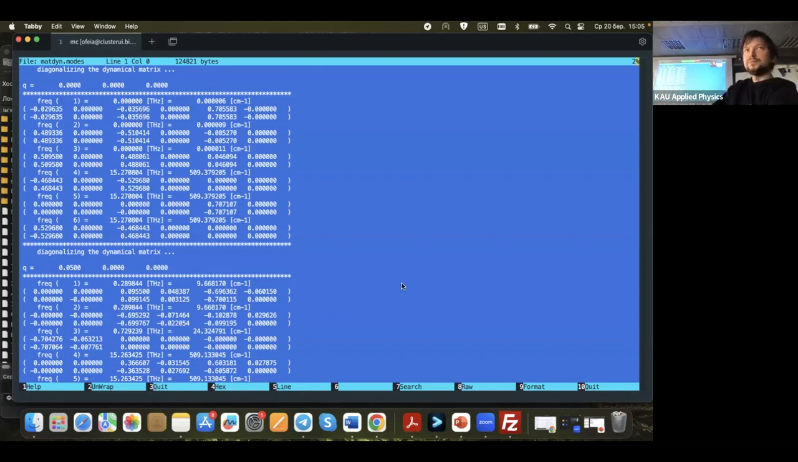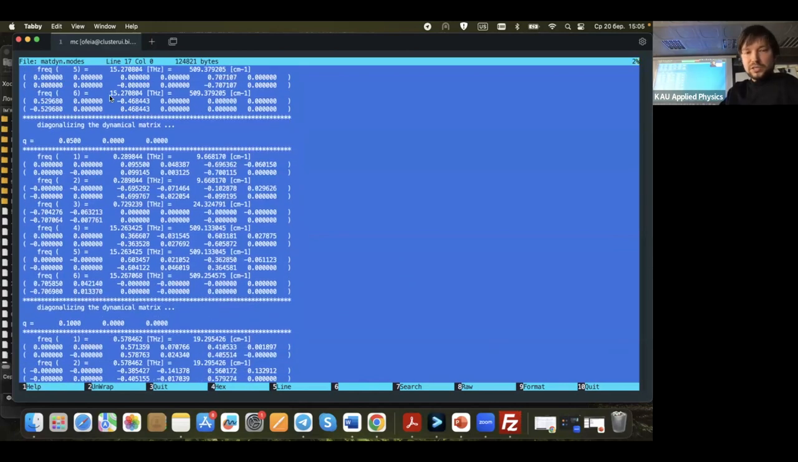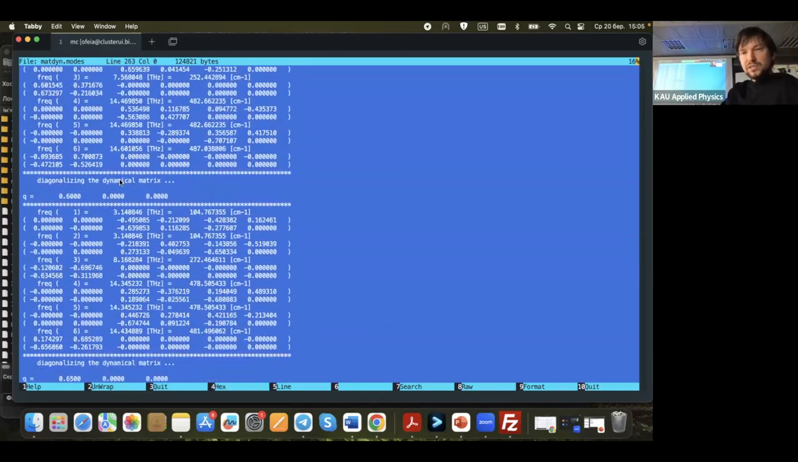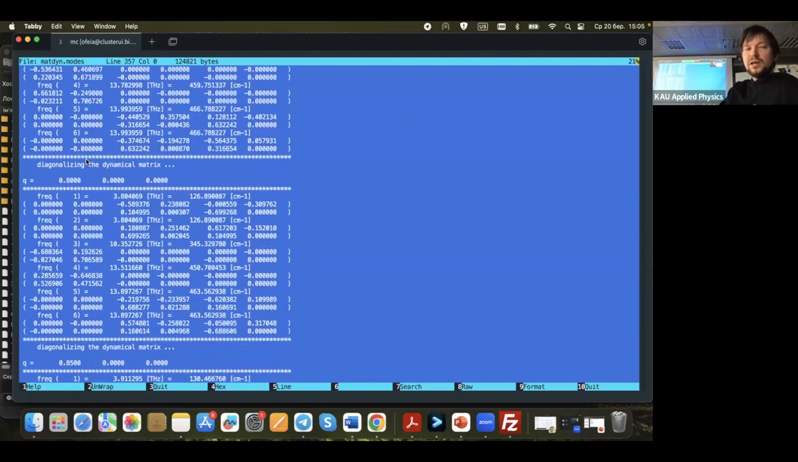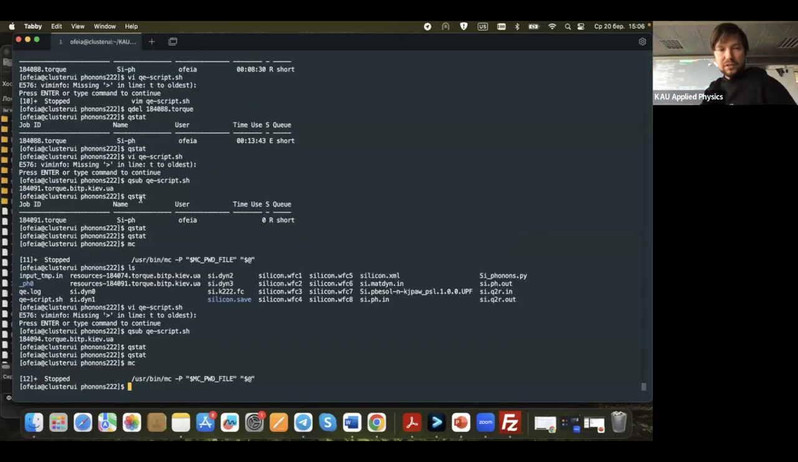Usually you can check it in the ph stage. If you see that in Q 0, 0, 0, you have like minus 10, some huge minus, maybe something is going wrong, because some small minus is okay, but a huge minus is not okay. And we see that we have these frequencies. We have a lot of frequencies at a few different Q points in that path we have made. So we take this path, then it creates frequencies in that path.